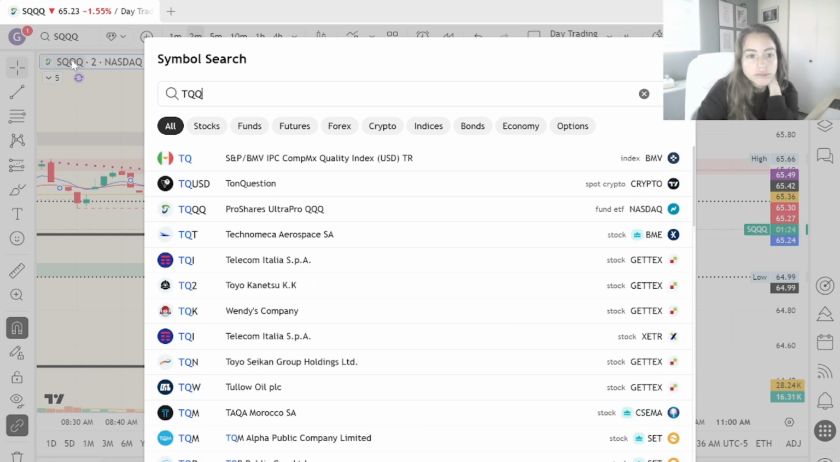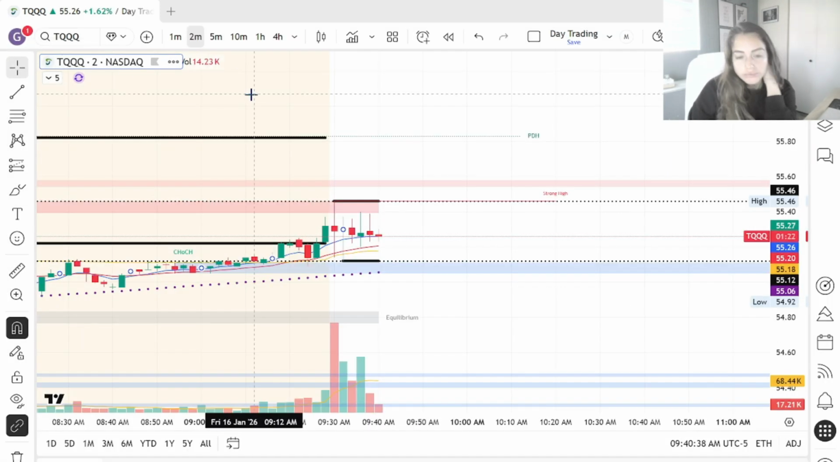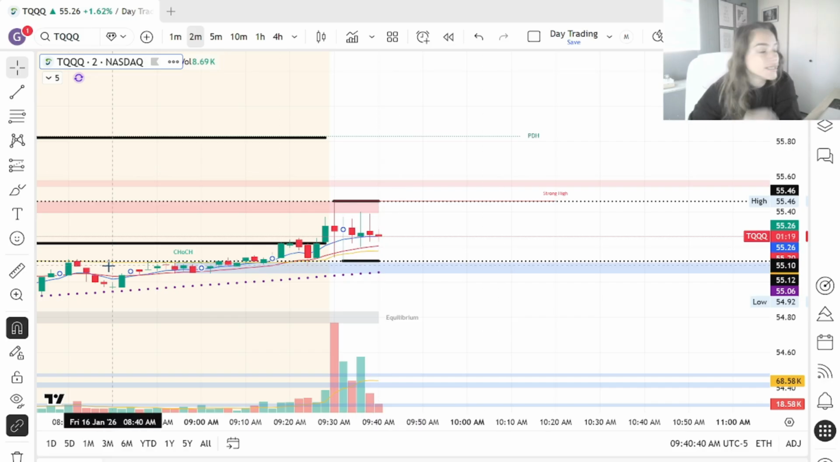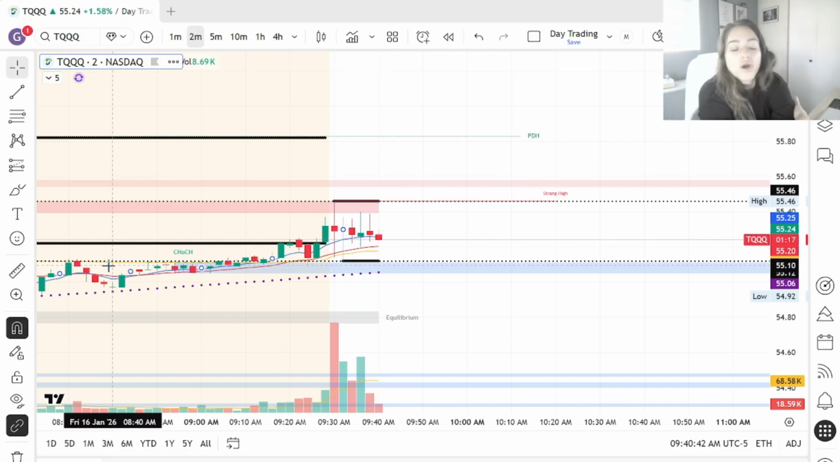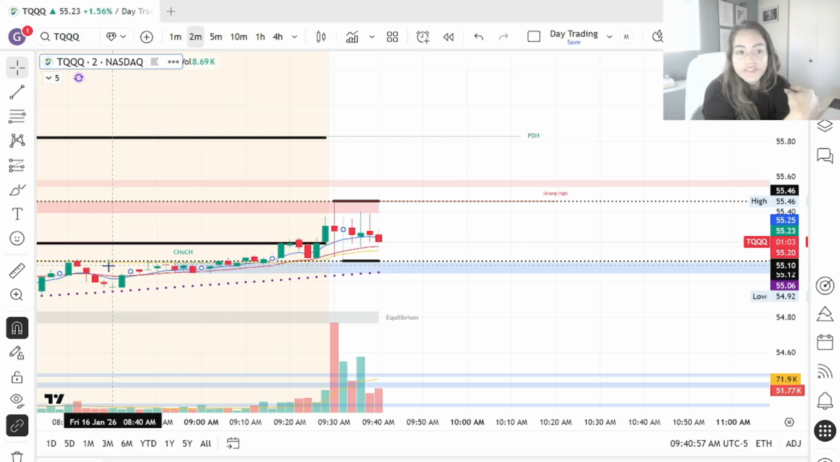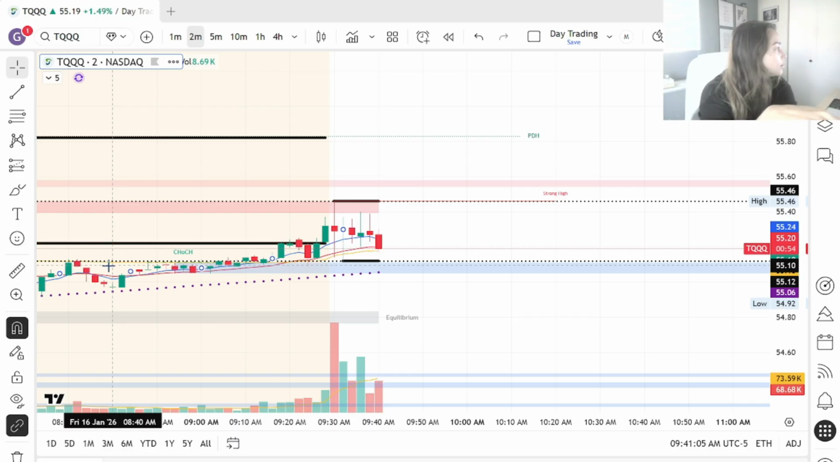So there it goes. You see how TQQ is going down and SQQ is going up? Why do I trade TQQ and SQQ? Because in order for you to short, you have to have a margin account. I trade with my own funds, therefore I cannot short. So instead of shorting, I go long on all of my positions and I either trade TQQ or SQQ. So I swap between them.